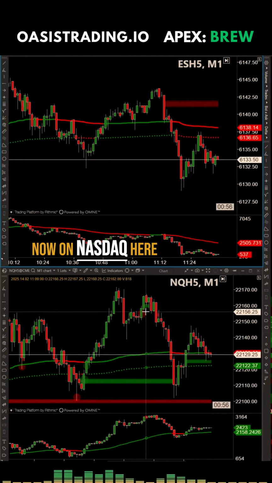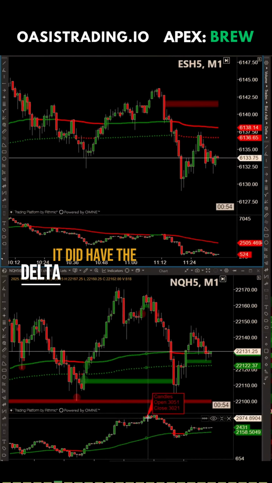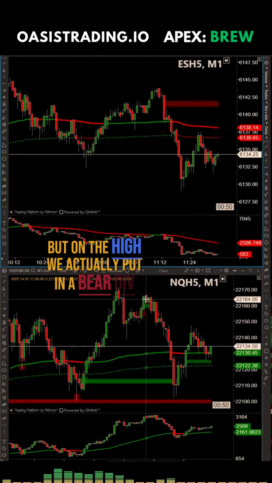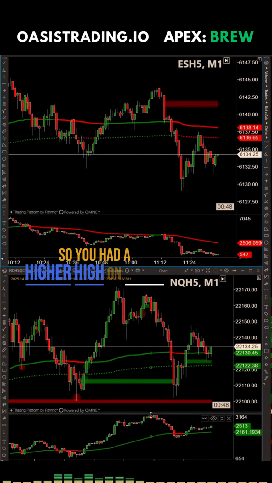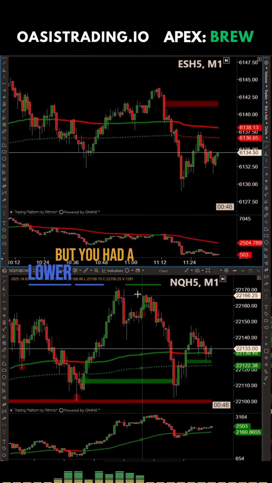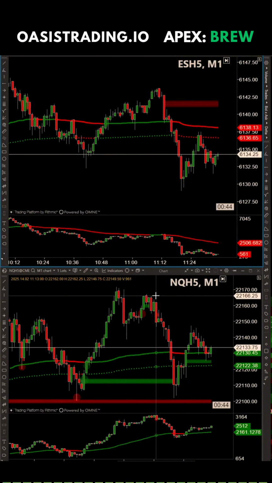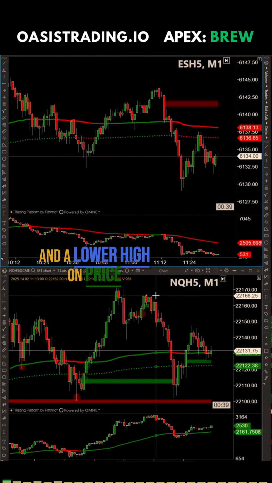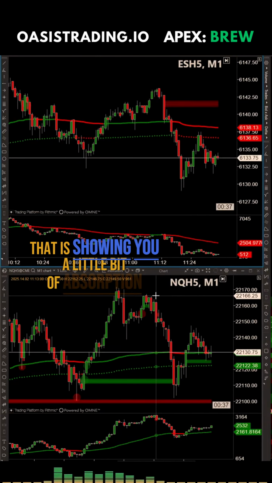Now on NASDAQ here, it's a little bit different. It did have the delta to continue there, but on the high, we actually put in a bear div. So you had a higher high on delta, but you had a lower high on price. Now, typically, when you have a higher high on delta and a lower high on price, that is showing you a little bit of absorption.